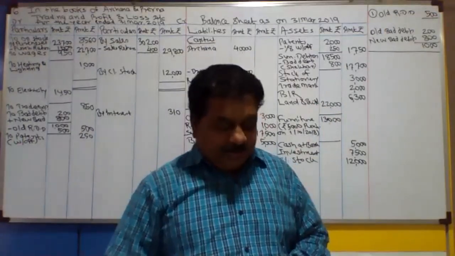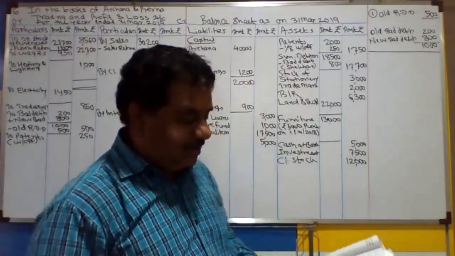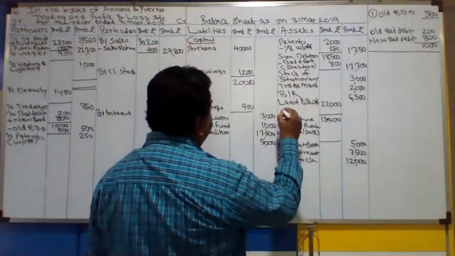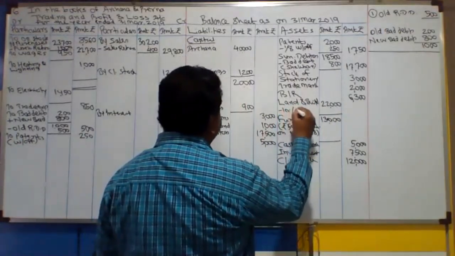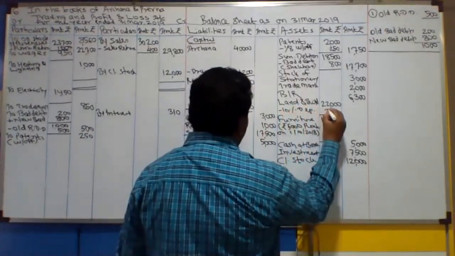Number 5: depreciation, building 10%, furniture 5%. Building का depreciation 10% है. उसको कट करो.